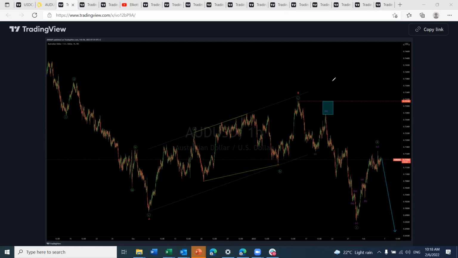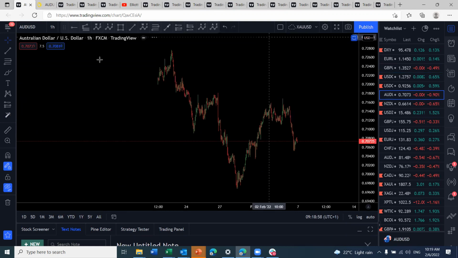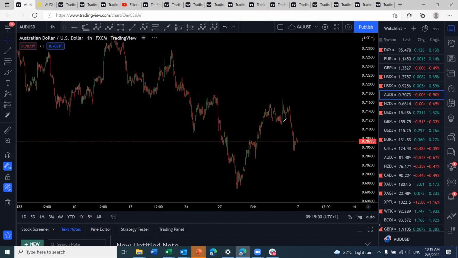Have a look at Aussie US dollar and how it played out. So this is Aussie US dollar. Let's have a look at it. Exactly as forecasted. This is where we were Friday morning. How does the NFP play out? We drop to the downside.